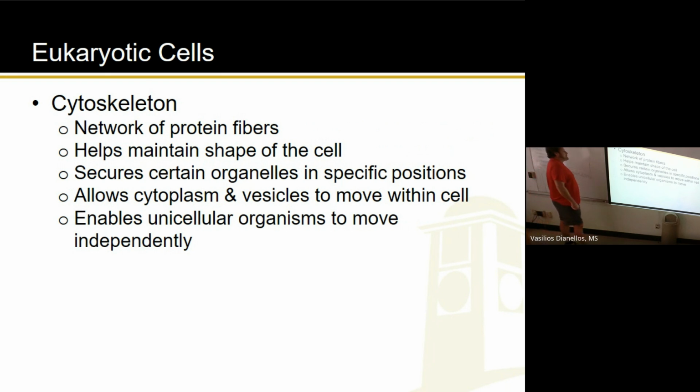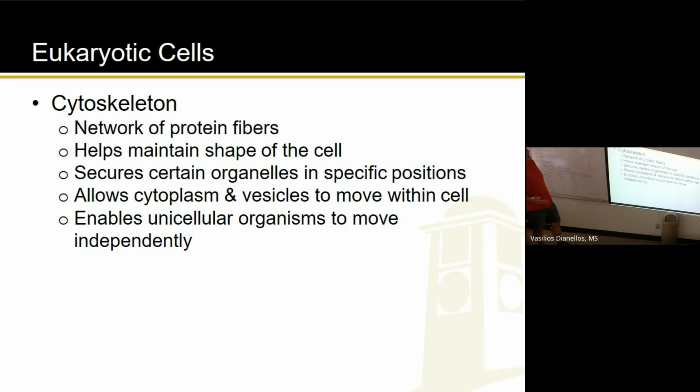It also allows the cytoplasm and vesicles to move within the cell. So again, if things need to be moved around, they can't move around willy-nilly. They need to attach to something that moves them, and that would be the cytoskeleton. And it enables unicellular organisms to move independently. So when you think about things like amoebas or flagella, they either have one really long whip, which would be the flagella, or a bunch of tiny little hairs like cilia. That's what helps them move.